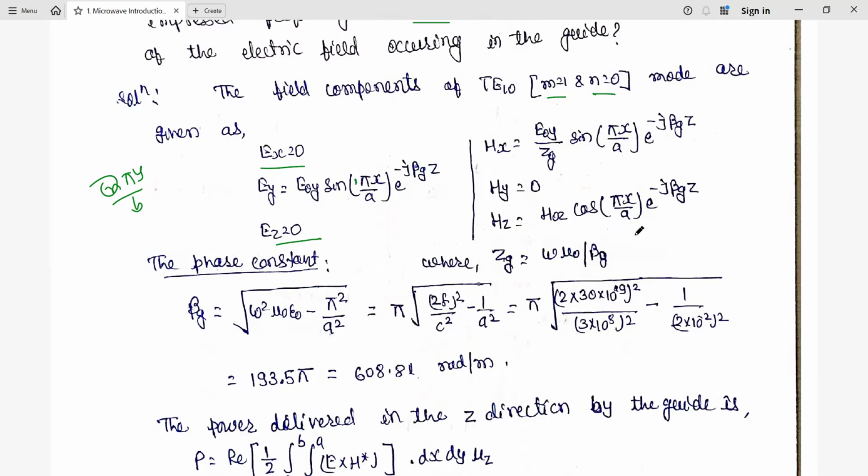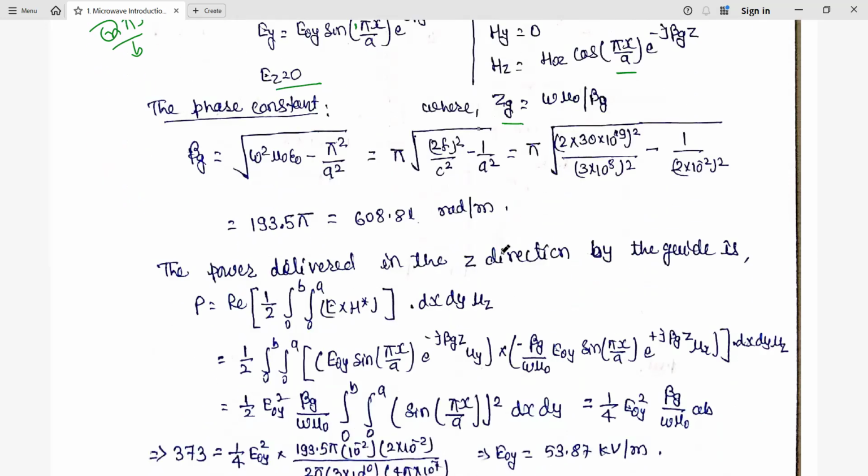A is the dimension of the rectangular waveguide along the x-axis, where Zg is omega mu naught by beta g. These are from the previous derivation. Now we have the phase constant, the expression for beta g.